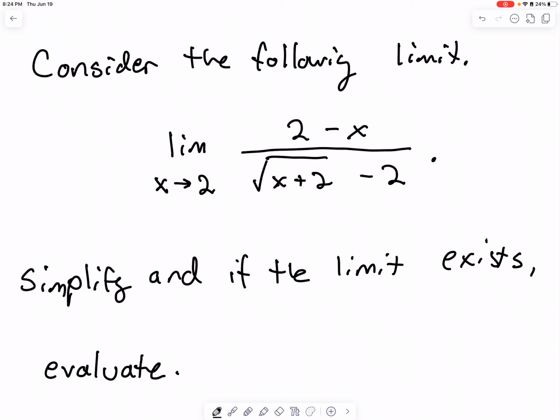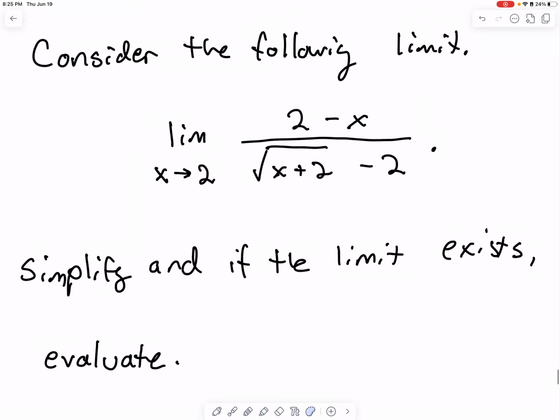Now, at first glance, I notice we have a radical in the denominator. So we're going to use a technique called multiplying by the conjugate. We're going to multiply by 1 in the proper form so that we should be able to get rid of that square root in the denominator. It's also called rationalizing, but in this case it's called multiplying by the conjugate. The simplest way to explain it is just to do it.